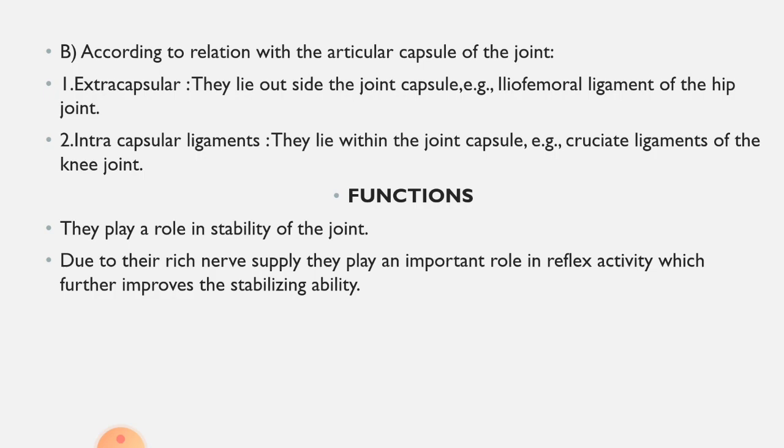We saw the fibular collateral ligament. They play a role in stability of the joint. This is the function, and due to their rich nerve supply, they play an important role in the reflex activity, which further improves the stabilizing.